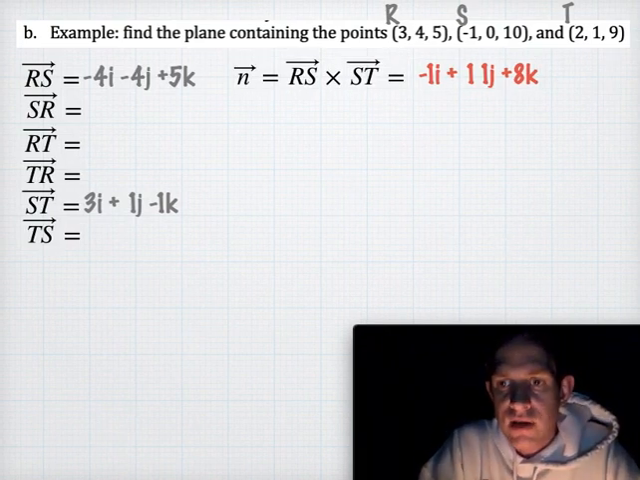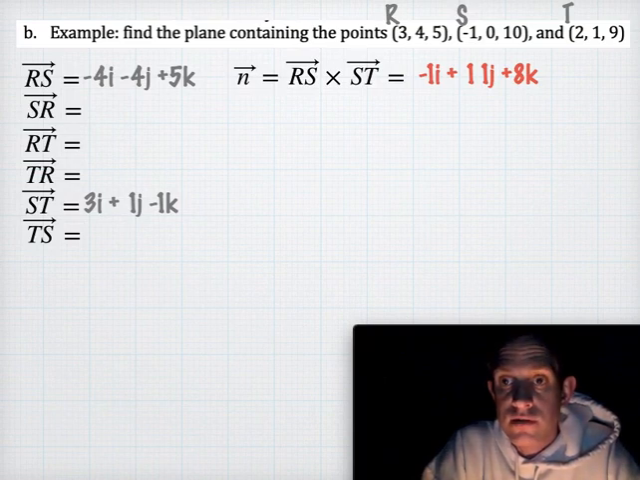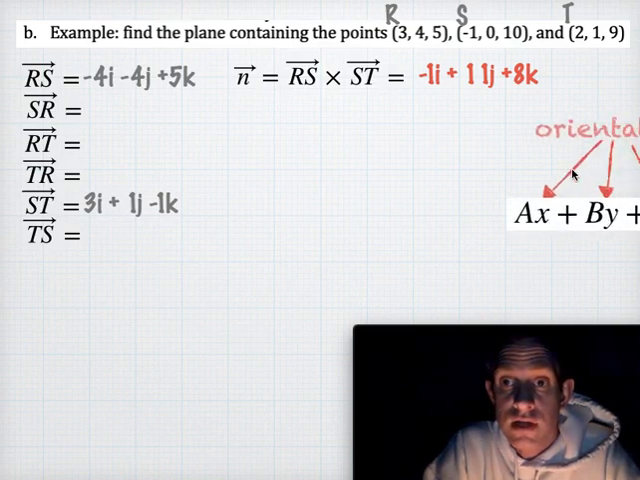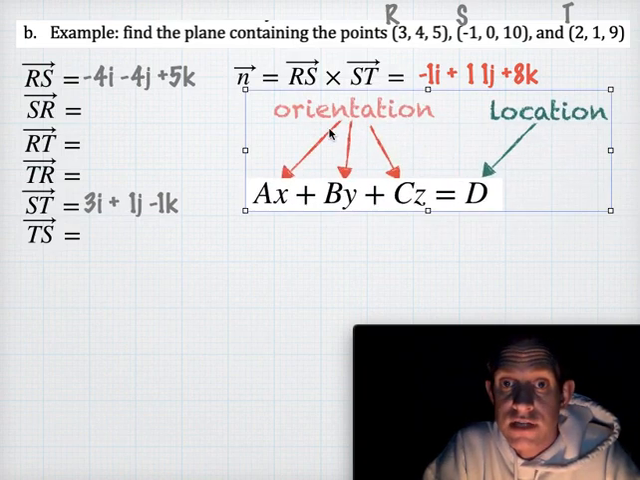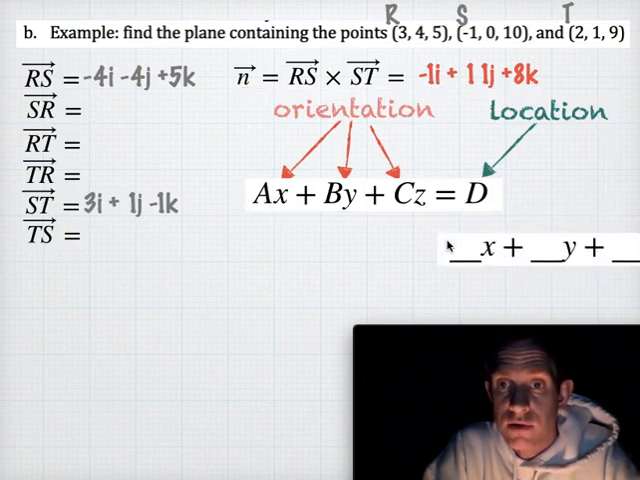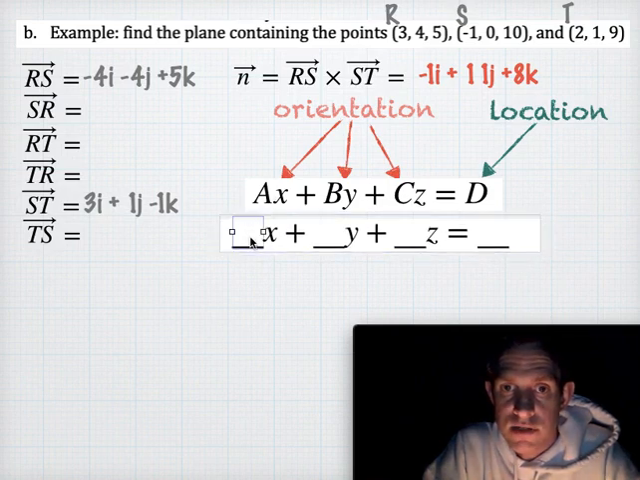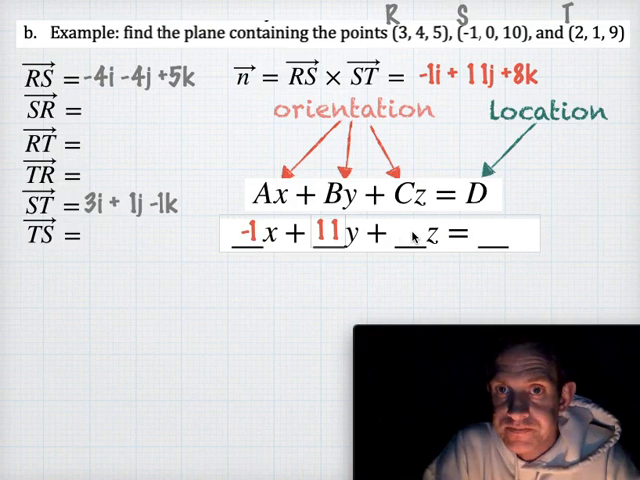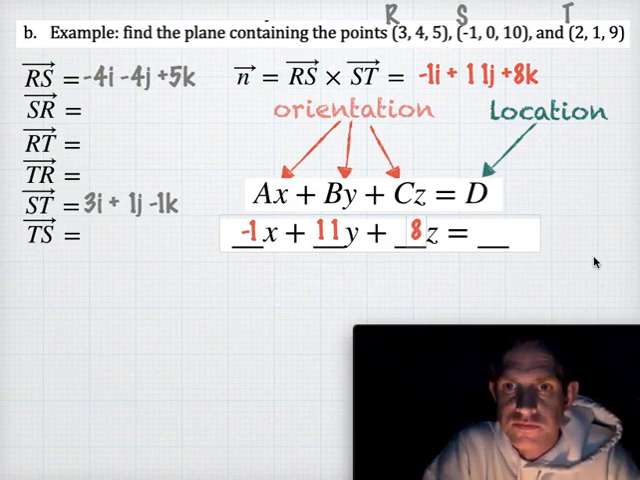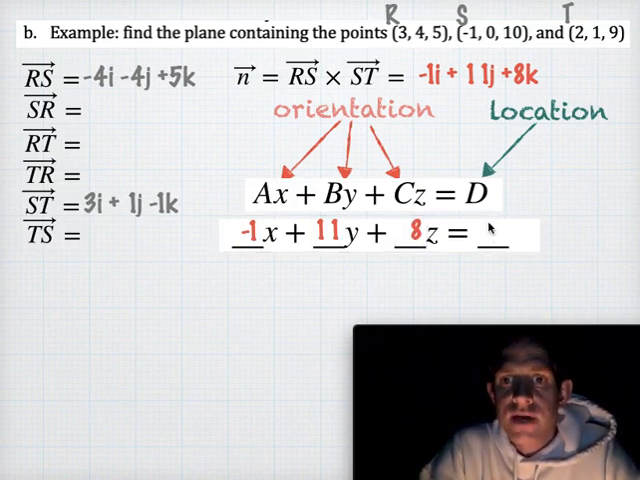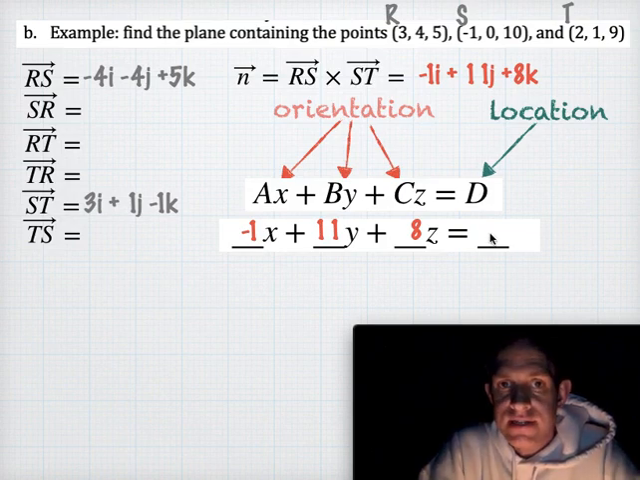So now that I know the cross product, what that's given me is a vector that's perpendicular to that triangle. And more importantly, that is the orientation of our plane. These three numbers, -1, 11, and 8, are the a and the b and the c in our equation. So let me put them in a second. -1 and 11 and 8. All that's left to do now is to calculate what d is.